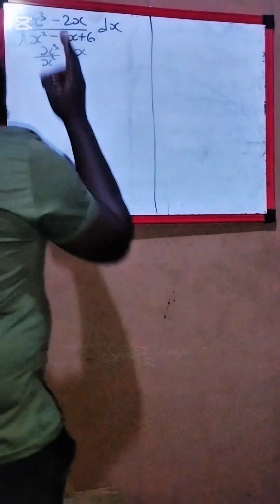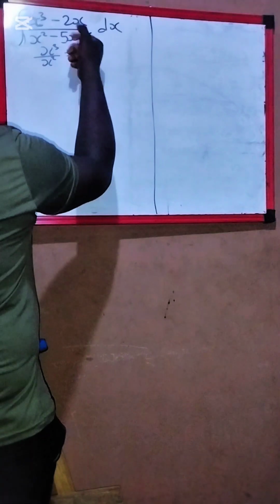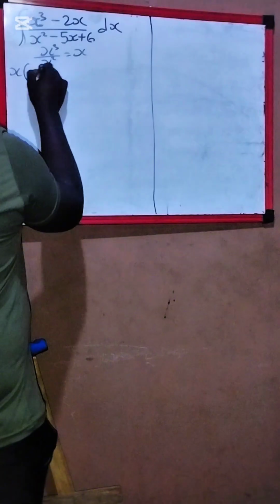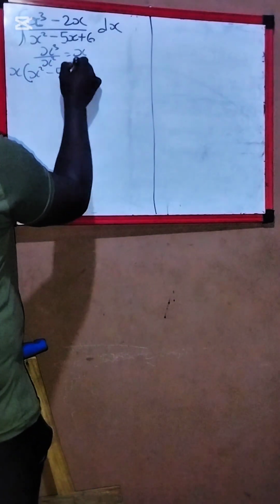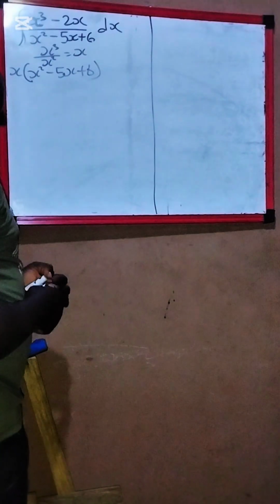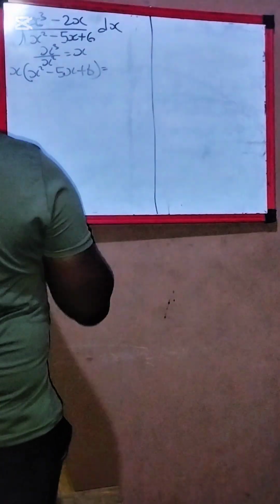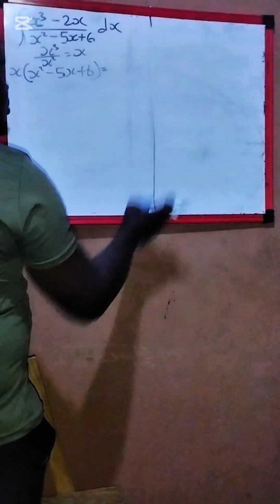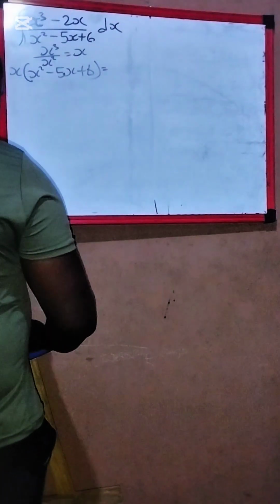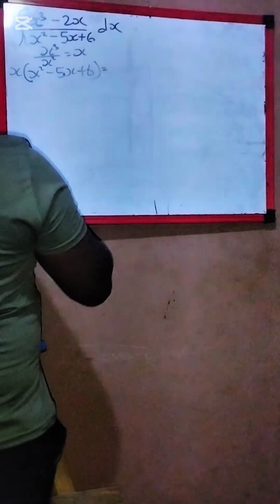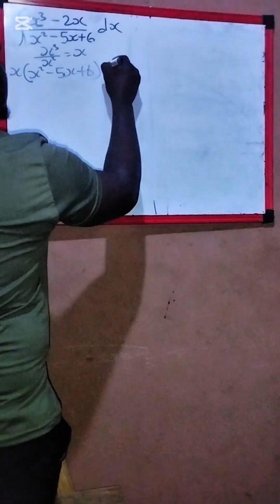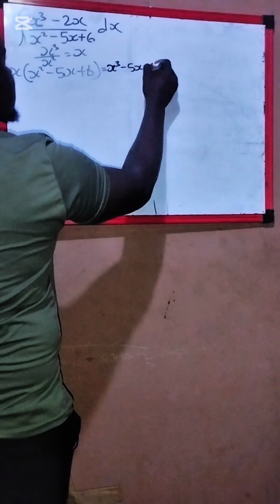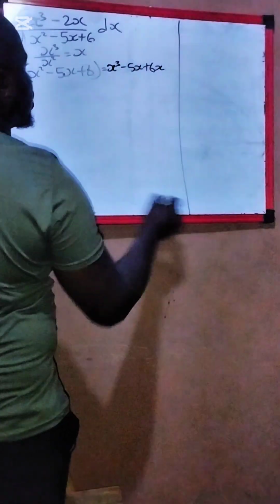X. Now, we use this x to multiply the denominator, the whole of the denominator, which will give us x bracket x squared minus 5x plus 6. Now let's see the easy method. When we open up this, we should be having x times x cubed gives us x cubed, x times this gives us minus 5x plus 6x, because we've opened up the bracket.